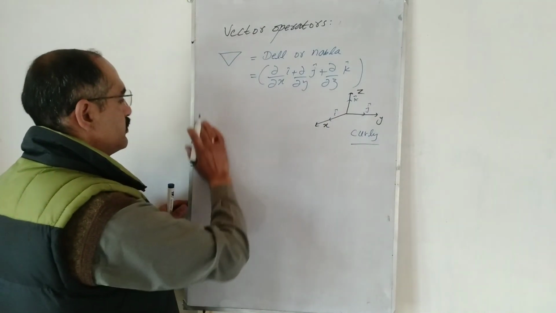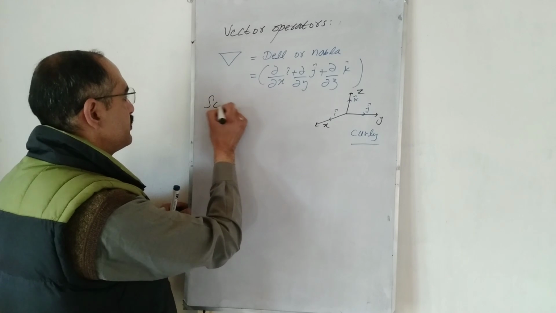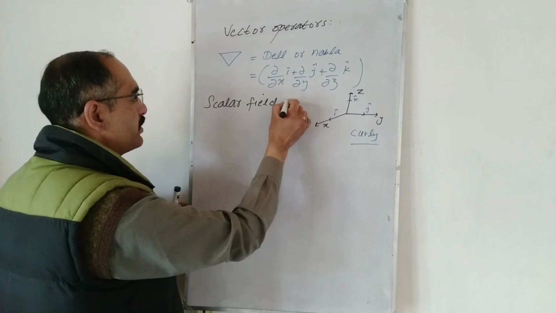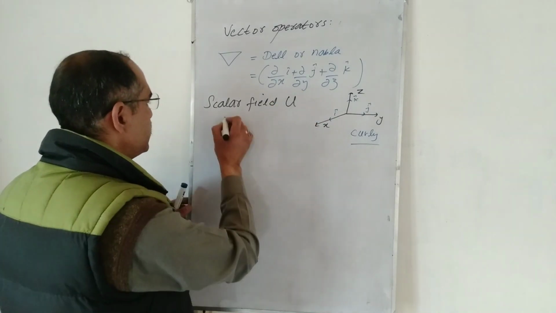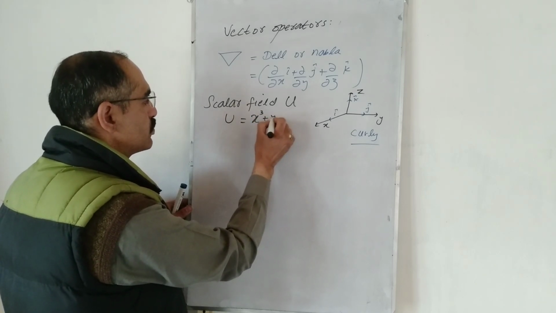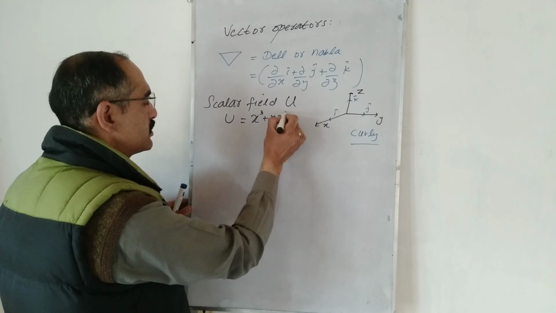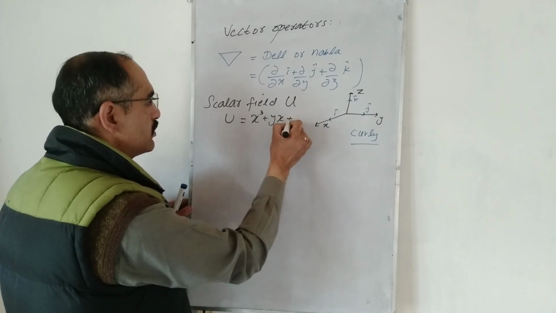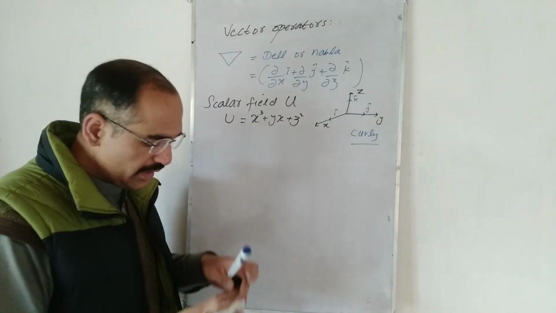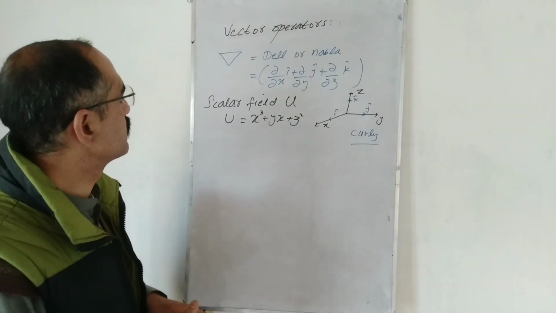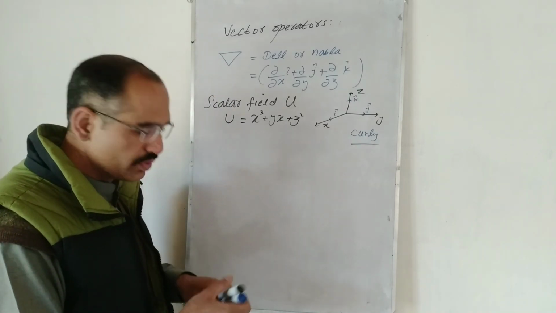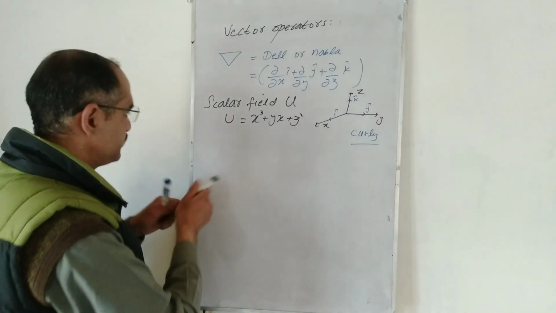And let us say we have a scalar field u such that u is equal to x cube plus yx plus z square, and this is the scalar field, and we are going to apply this operator on the scalar field to get the gradient of this scalar field.